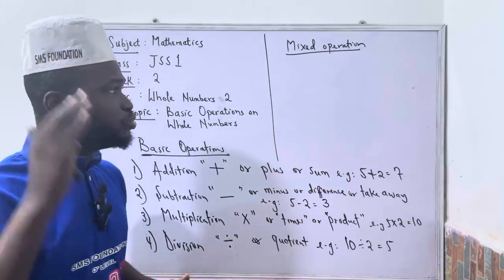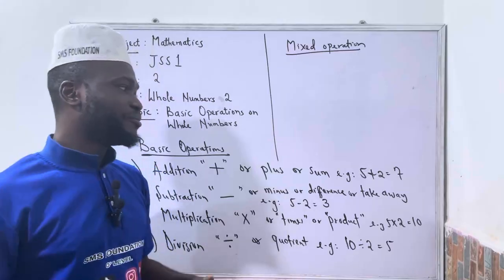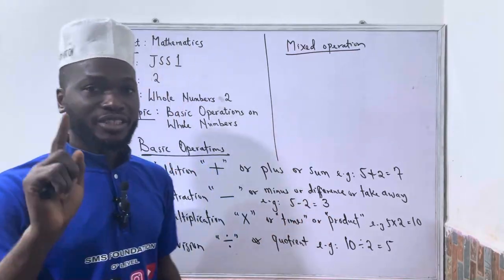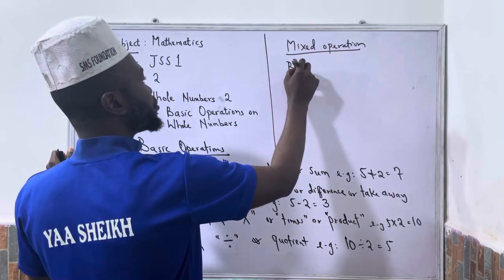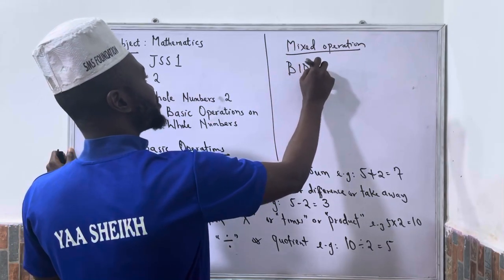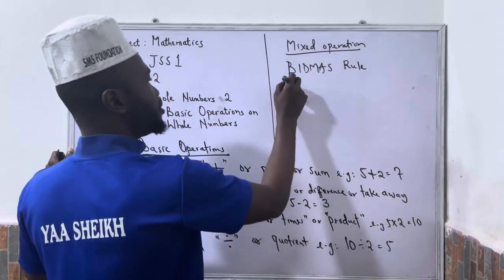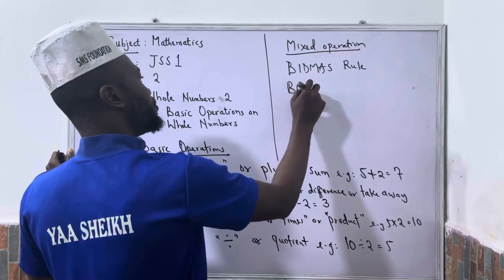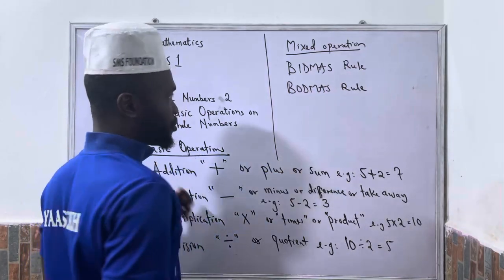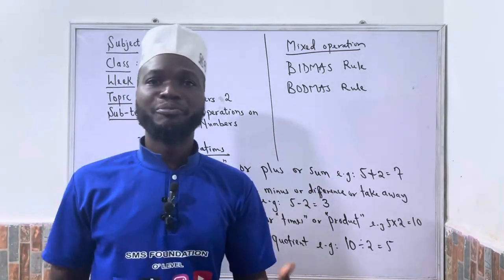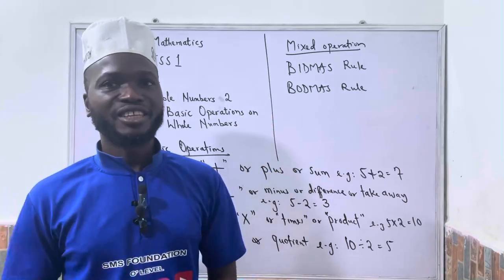There is a rule that guides that for you to get the correct answer, because you don't just do them anyhow. That is what we call the BEDMAS rule. Sometimes they call it the BODMAS rule. In some parts, they call it the PEMDAS rule or PEDMAS rule. Any of that are the same thing.